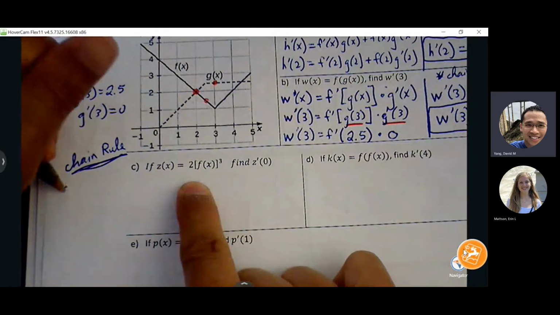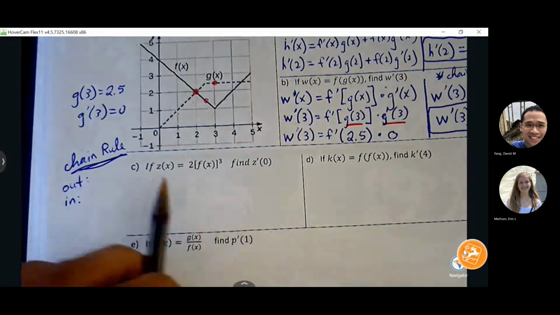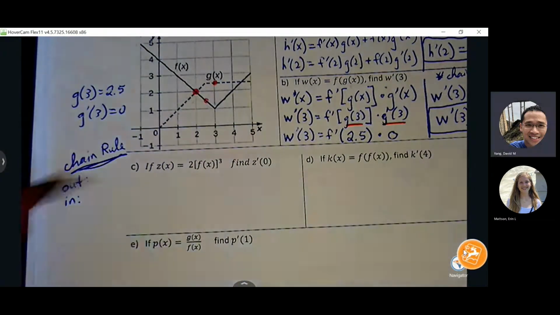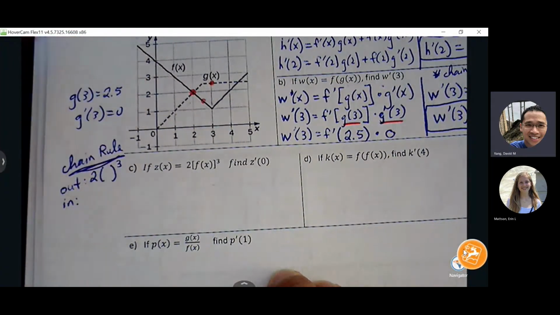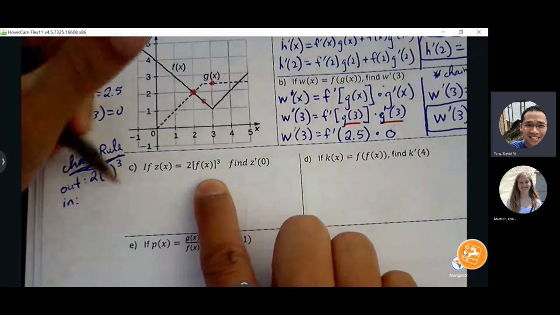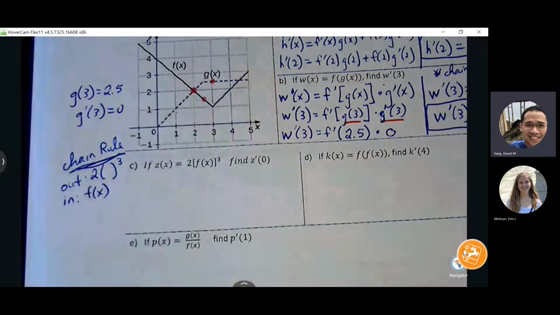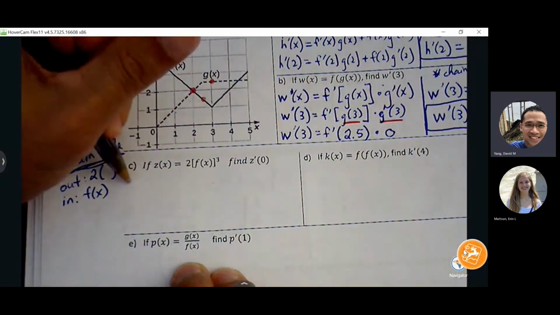So chain rule, there's outside and inside portions. What's the outside portion of this expression? 2 bracket cubed. And what's the inside? F of x. Okay, so let's build it out. We're going to find the outside derivative times the inside derivative.